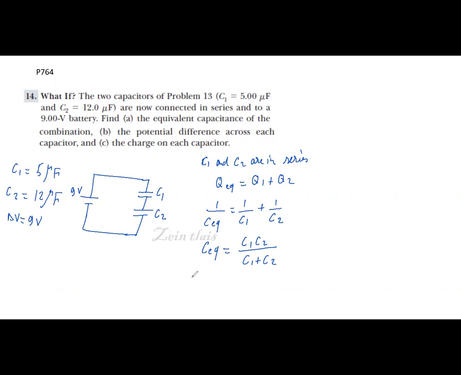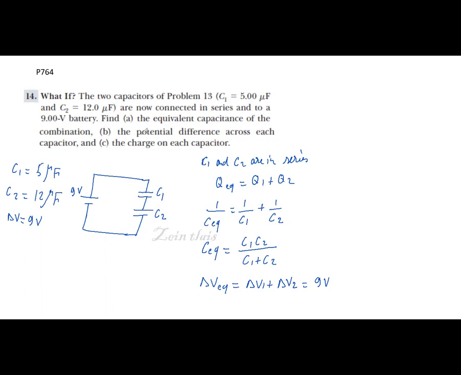Also, what about delta V? Delta V equivalent, or delta V here, is equal to 9 volt. Delta V equivalent equals delta V1 plus delta V2, and this equals 9 volt. Okay, we come to the exercise.